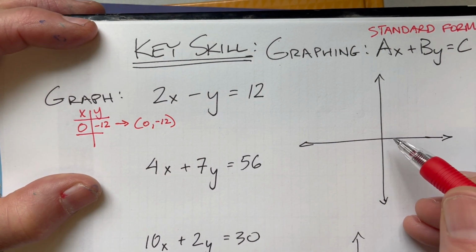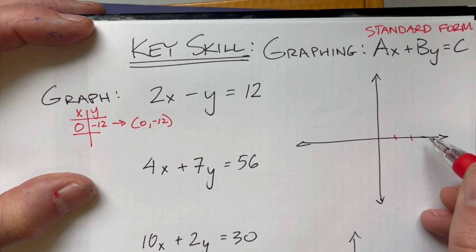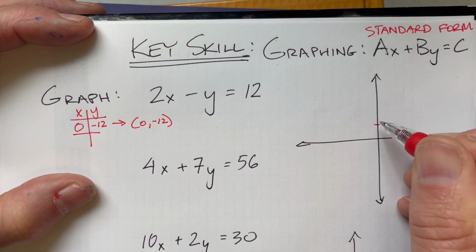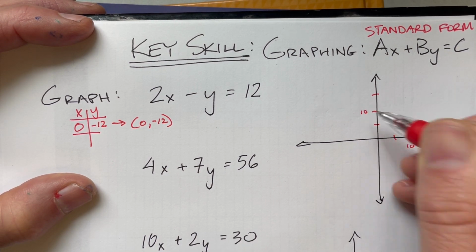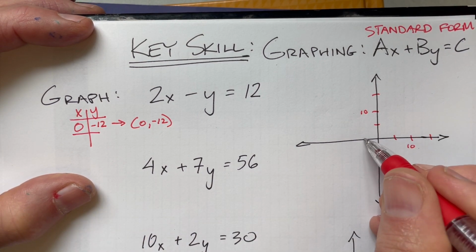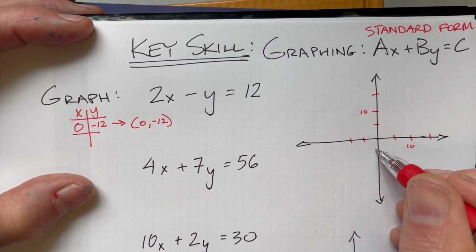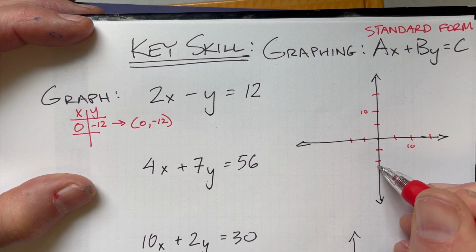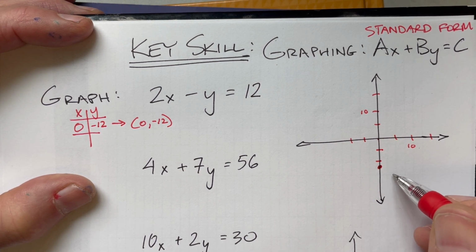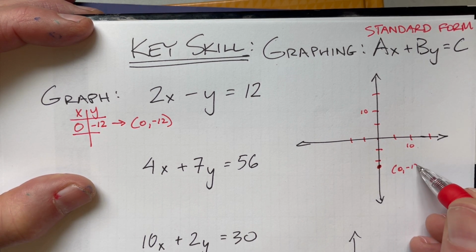I can plot that over here. If it goes 5, 10, 15, 5, 10, 15 like that, then I can plot 0 for my x, left and right, and y, down 5, 10, 11, 12. So there's 1 point, 0, negative 12.